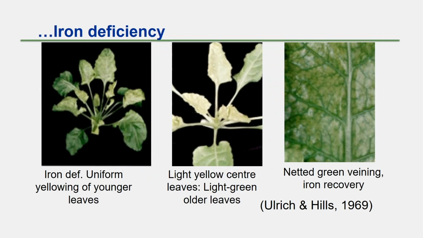See iron deficiency in beet plants. So, uniform yellowing of younger leaves, yellowing or a kind of bleaching. Bleaching means the green color has gone and white color has appeared. This is a kind of bleaching symptom of iron deficiency. And then netted green veining in iron deficiency, and veins remain green, you can see.